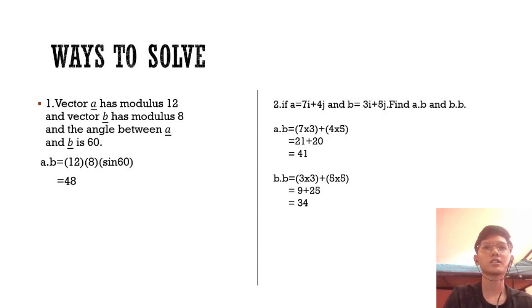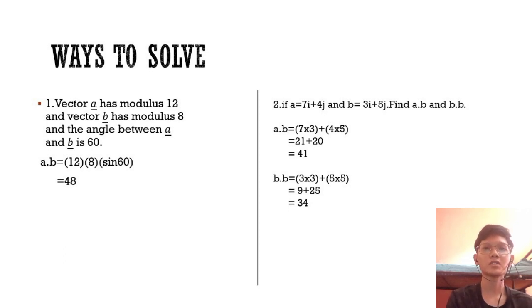Soalan nombor 2 pula, if A sama dengan 7i tambah 4j dan B sama dengan 3i tambah 5j, find A dot B and B dot B. A dot B sama dengan 7 darab 3 tambah 4 darab 5. Selesaikan 7 darab 3 dapat 21, 4 darab 5 dapat 20. 21 tambah 20 dan jawapan akhir dapat 41.